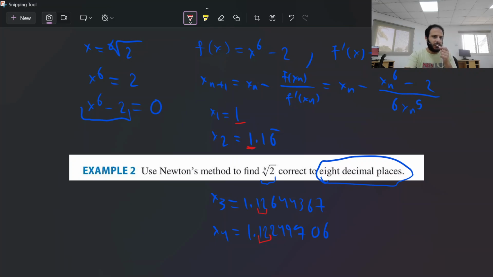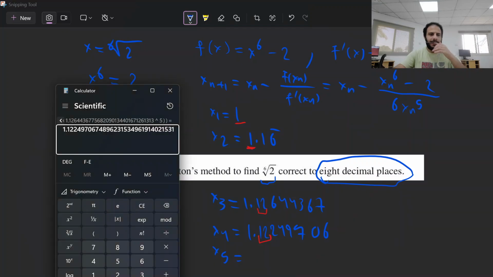So let's continue now. Let's go to x5 now. So x5 equals, now control C again, control V minus, now open two parentheses, power 6 minus 2, close it, then divide, open parentheses, 6 times control V power 5, then close two parentheses. You get this.